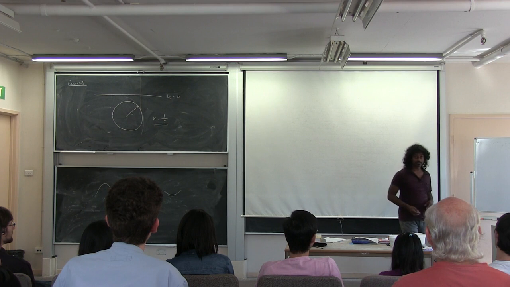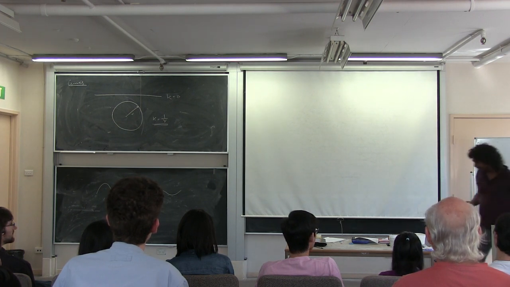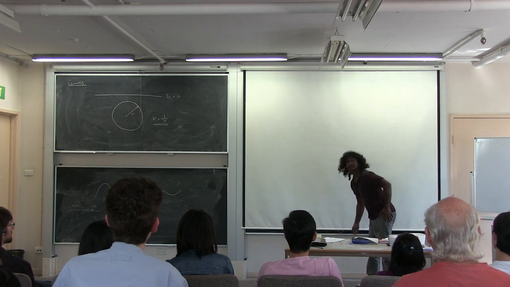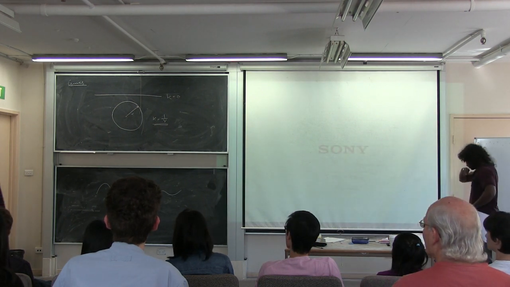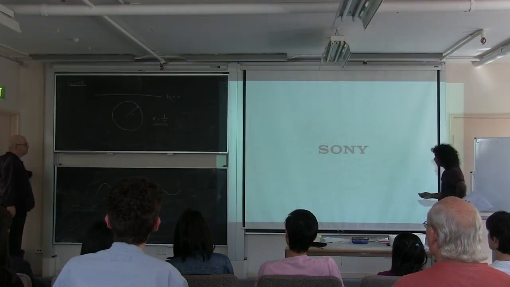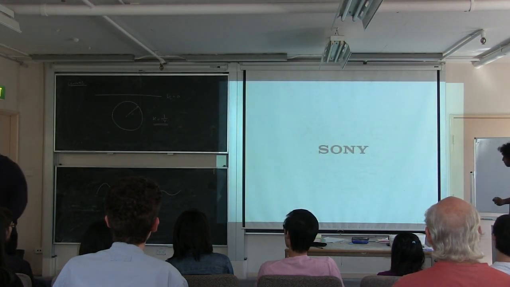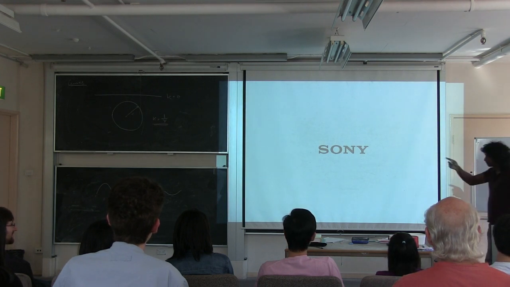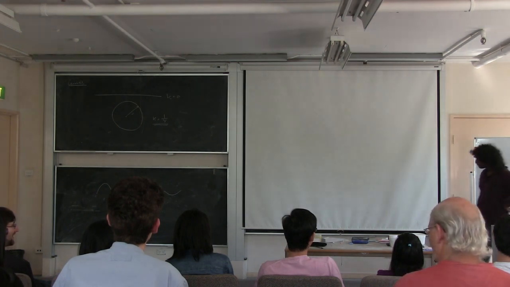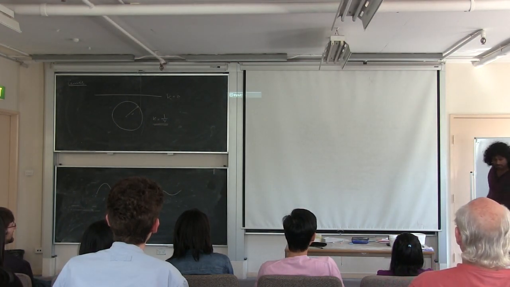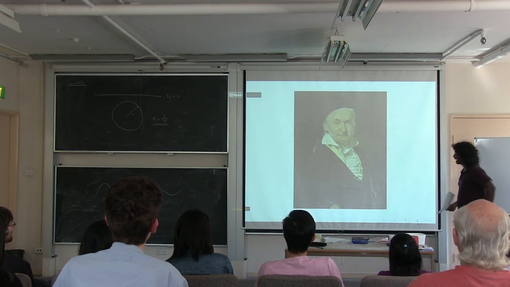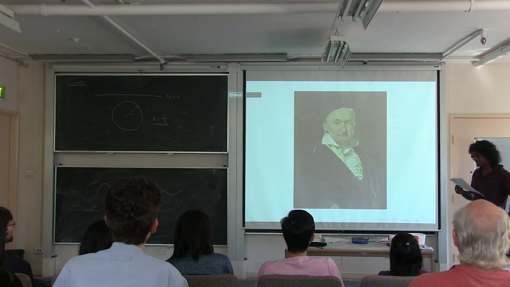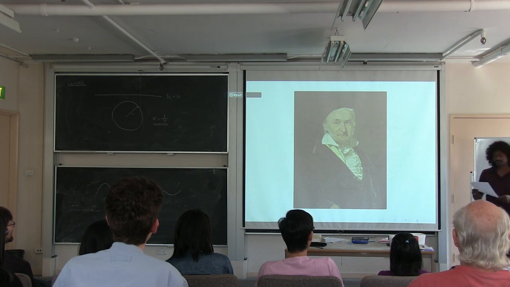So let me put something up on the projector because there are people in here that like pictures. The person who really developed ideas about surfaces, the two-dimensional versions of all of this, is this guy. There we go. This is Carl Friedrich Gauss. He was born in 1777 and died in 1855. So, you know, he lived a pretty healthy life, batted some good innings.